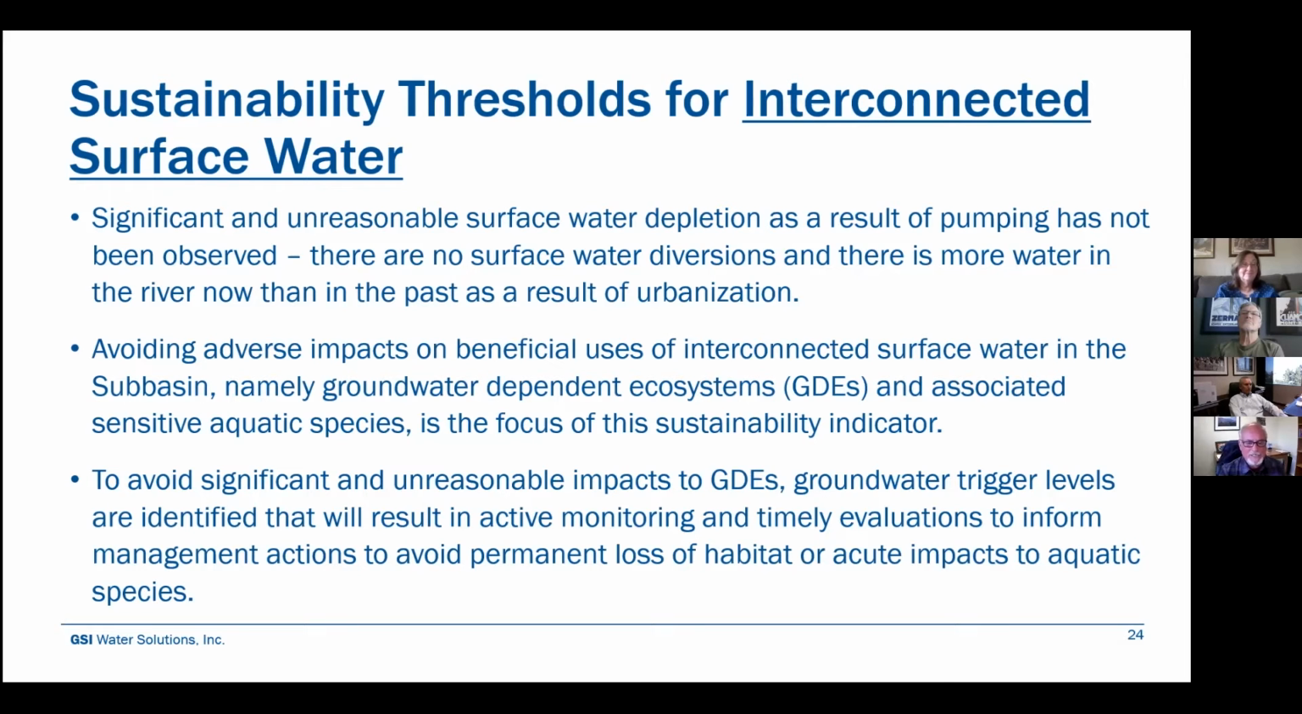What has been and is a concern now and in the future is avoiding adverse impacts to beneficial uses, which include groundwater dependent ecosystems and the associated sensitive aquatic species. So that's the focus of this particular sustainability indicator in the plan. To avoid those significant and unreasonable impacts to GDEs, we're establishing groundwater trigger levels. And that's going to result in active monitoring and timely evaluations to inform the management actions to avoid the permanent loss of habitat or those acute impacts to aquatic species at certain locations. We'll talk more about that in a little bit.